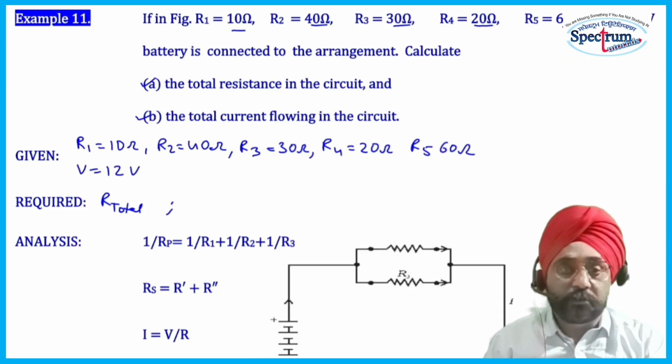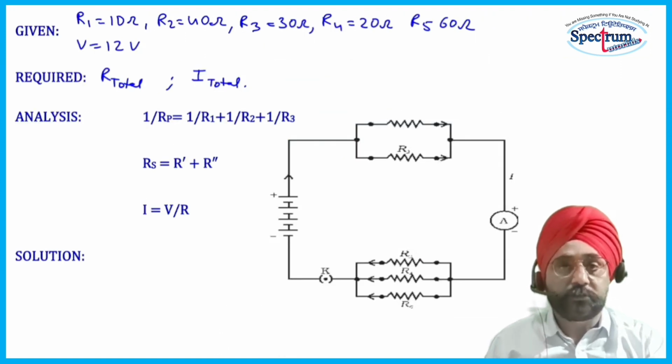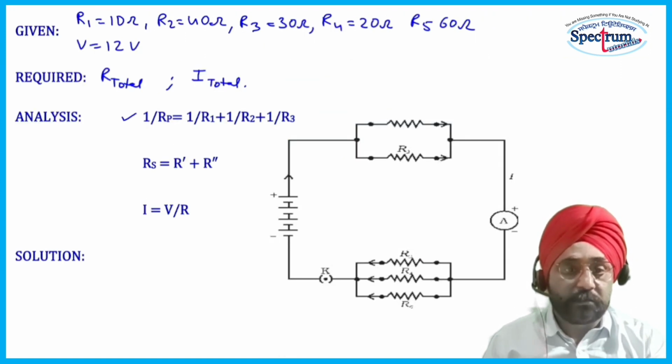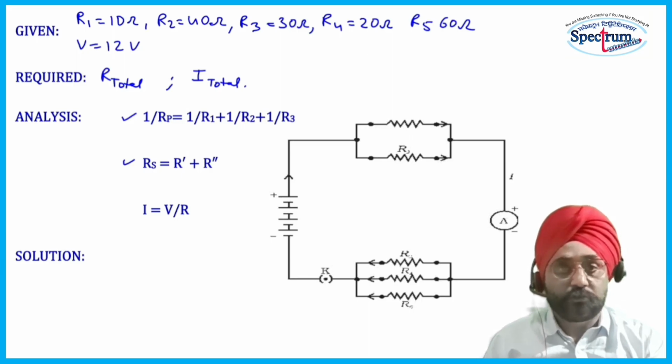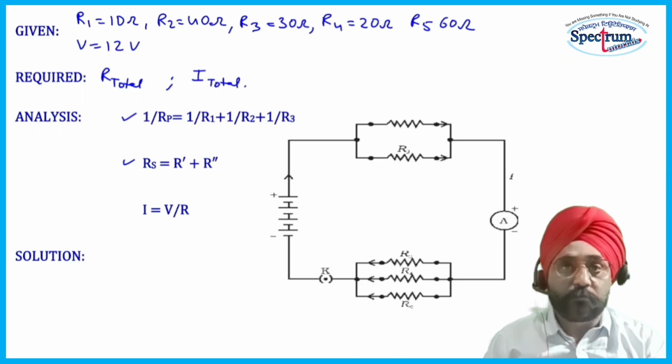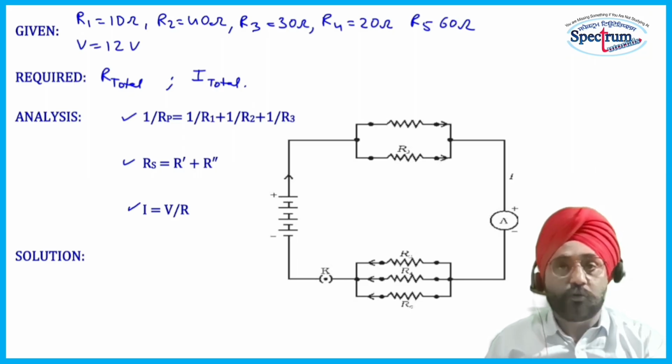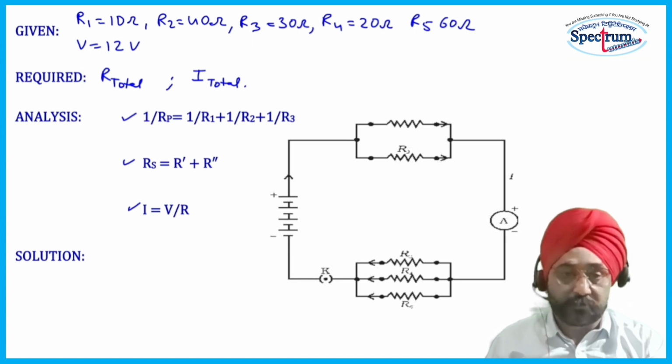Total current flowing in the circuit, I total. In the analysis we will apply the formula for parallel resistance and the formula for series resistance, because some resistances are in series and some are in parallel. So we are using both formulas, equivalent resistance of parallel combination and equivalent resistance of series combination. Then we find the current using Ohm's law. We use Ohm's law to find the current.